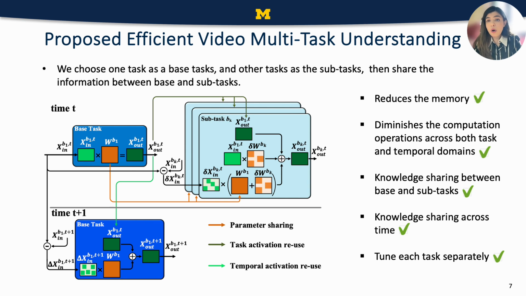Here is our proposed scheme. We first split the task into one base task and multiple subtasks. Then for time t, we share the knowledge between the base task and subtask. Similarly, for time t plus 1, we borrow the information from time t to execute the model in time t plus 1. By sharing the knowledge across task and time, we can reduce the memory and computation across both domains.